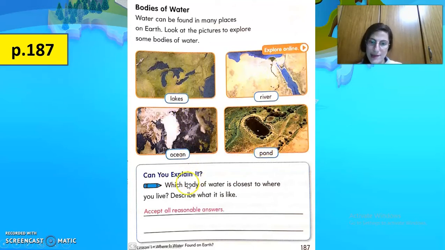Can you explain it? Which body of water is closest to where you live? Describe what it is like. So guys, think. Is there any of these 4 bodies of water next to your home? If yes, describe what it looks like. Is it big? Is it small? Is it surrounded by land or not? Okay?